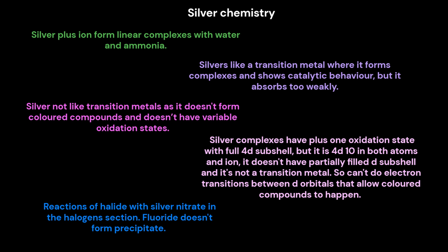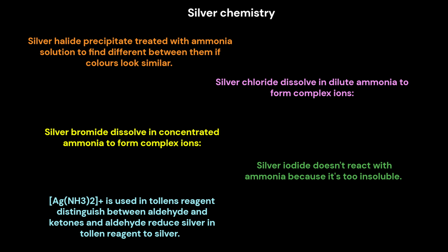Reactions of halides with silver nitrate are in the halogen section. Fluoride doesn't form a precipitate. Silver halide precipitates are treated with ammonia solution to find the difference between them if colors look similar. Silver chloride dissolves in dilute ammonia to form complex ions. Silver bromide dissolves in concentrated ammonia to form complex ions. Silver iodide doesn't react with ammonia because it's too insoluble. Ag(NH3)2+ is used in Tollens reagent to distinguish between aldehydes and ketones, and aldehydes reduce silver in Tollens reagent to silver.